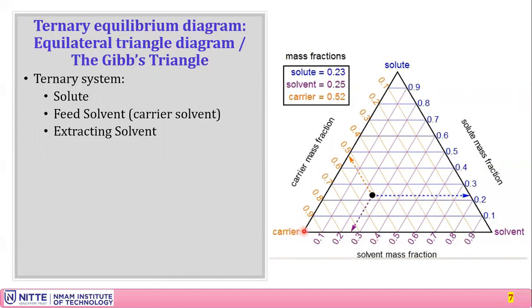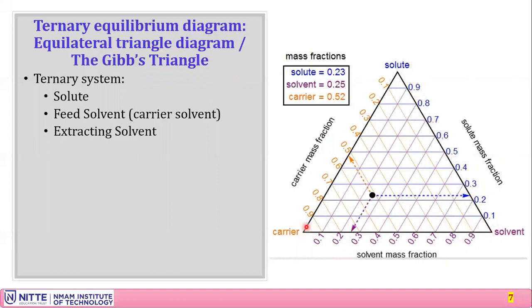So this particular point where I am pointing is the pure feed solvent. There is no other component in that. Here it is the pure extracting solvent. It is the pure solute. If you take this particular line, which belongs to the carrier, that is the feed solvent, and the solute, this solid line is a binary solution. That means the solution has only two components, solute and carrier, the feed solvent. If you take this line, it belongs to the solvent and feed solvent. If you take this solid line here, it belongs to the solute and the extracting solvent. So anywhere you take on a side, it is a combination of two.